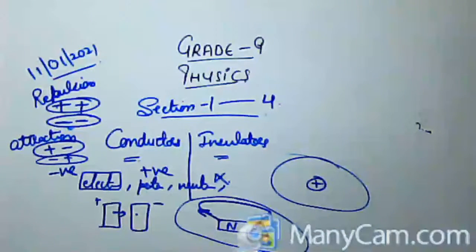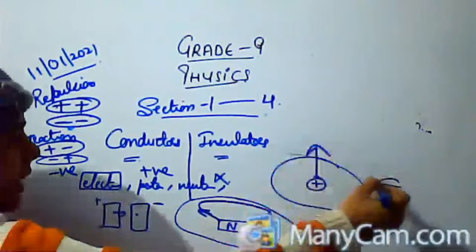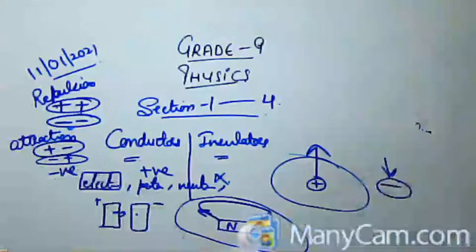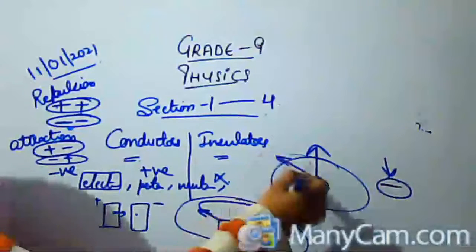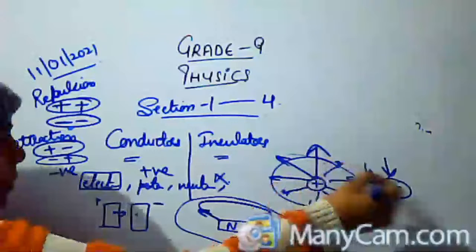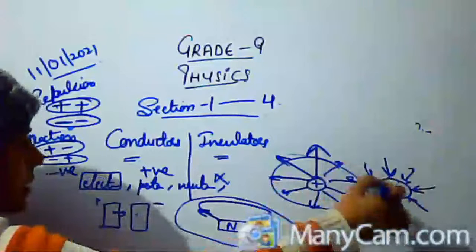Now you have the charges. You have the positive charge and you have the negative charge. From the positive charge, it will head outward, and towards the negative charge, it will head inward. So it will be out from the positive like this, as you can see in the figure drawn in your book as well, and it will be towards the negative like this.